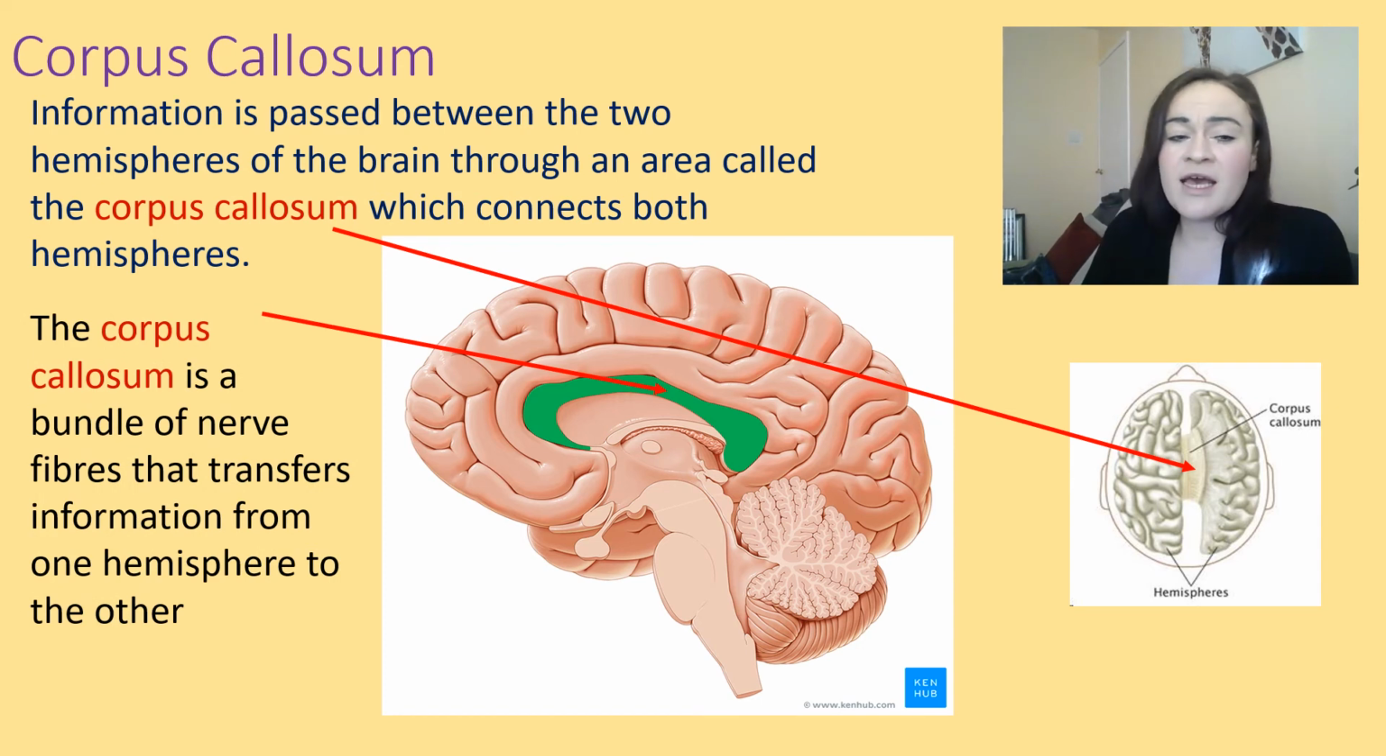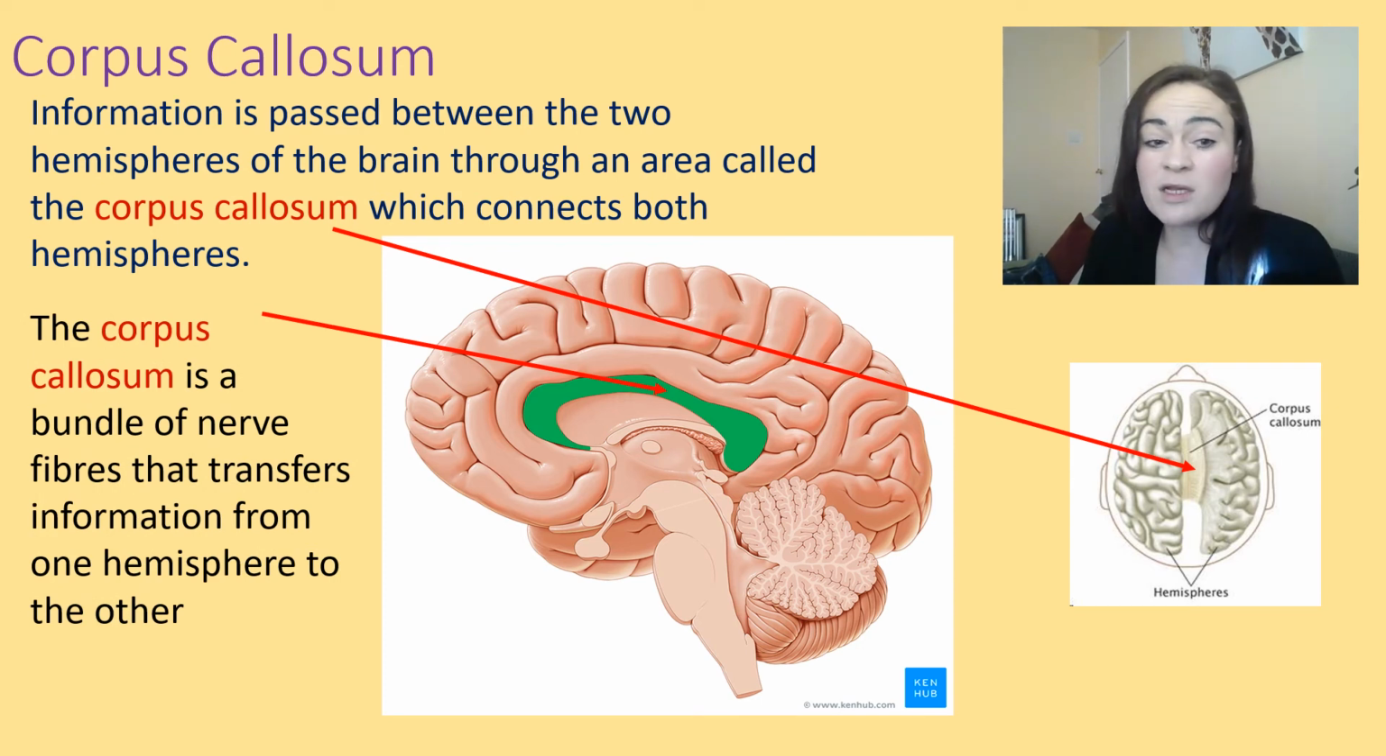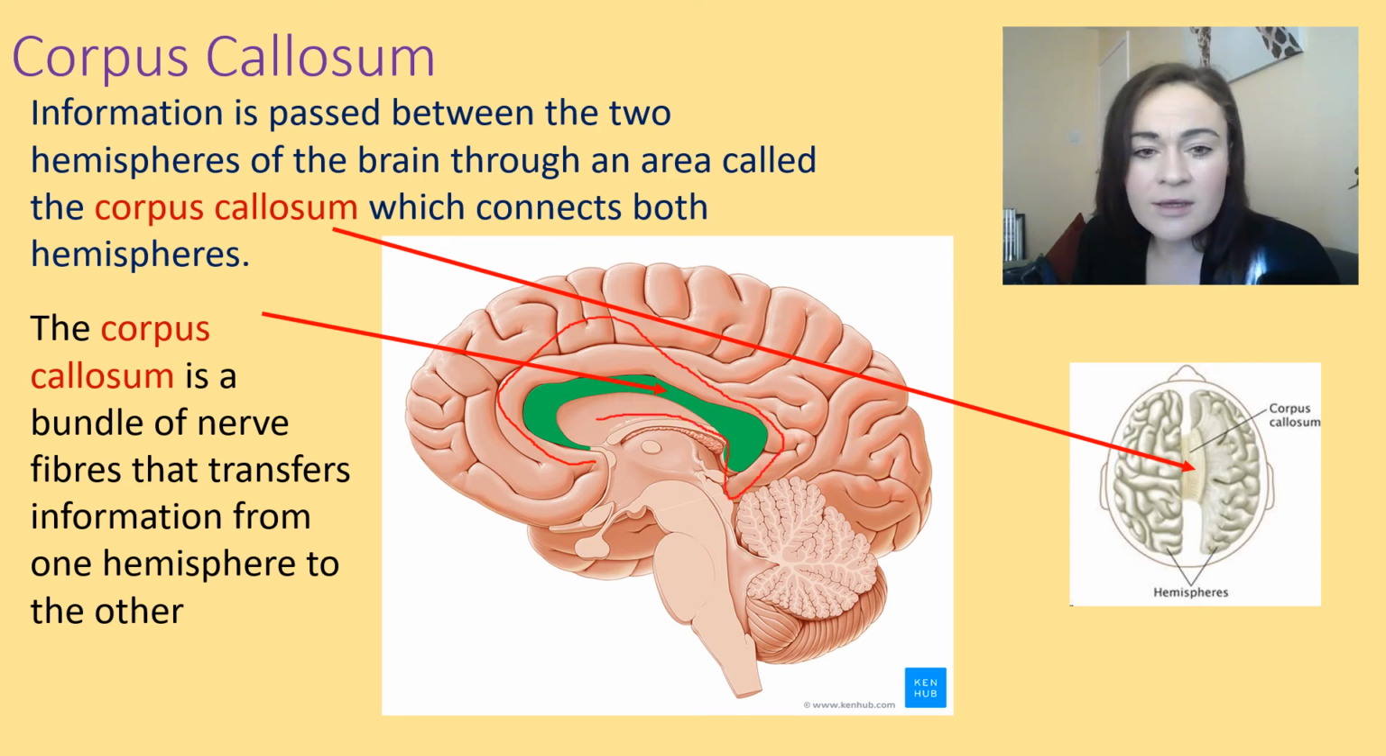The corpus callosum is basically a bundle of nerve fibers, and its main role is just to transfer information. You can see it highlighted in green here. You can see therefore it's just under the cerebral cortex, and if we look from above you can see that it's just in the middle connecting them.